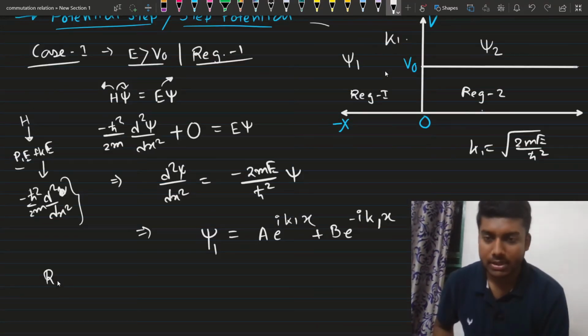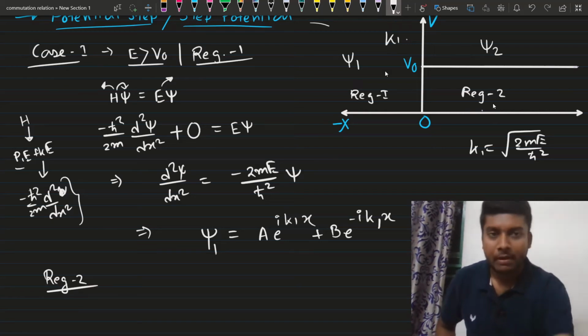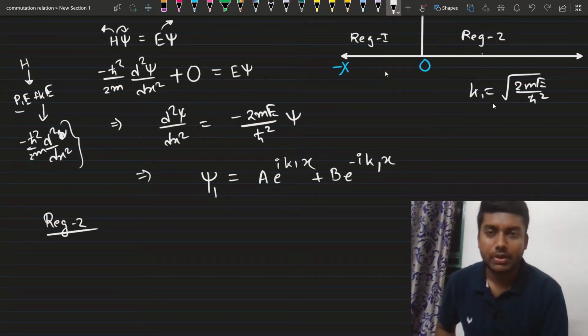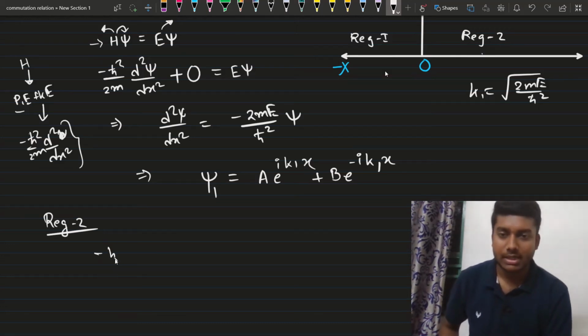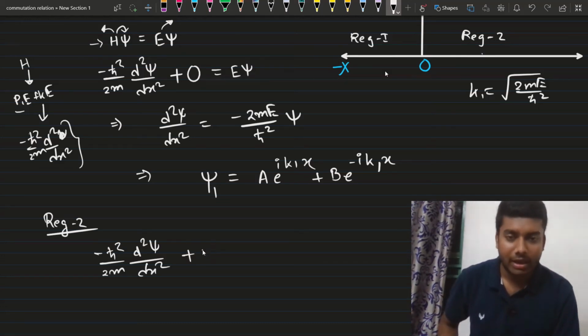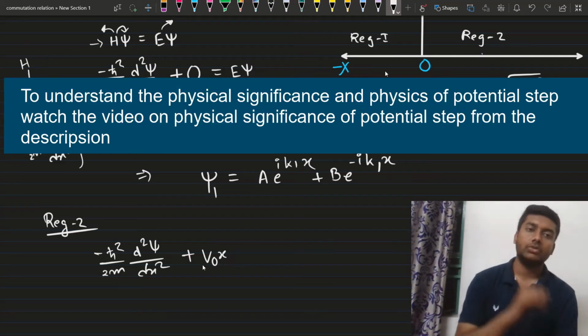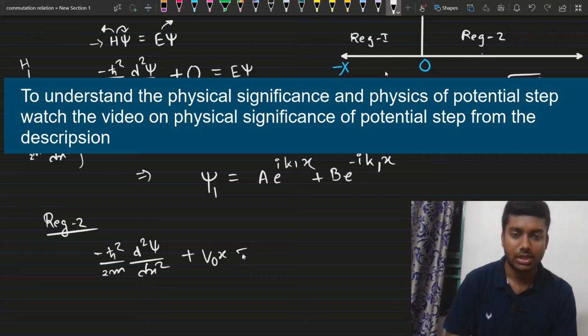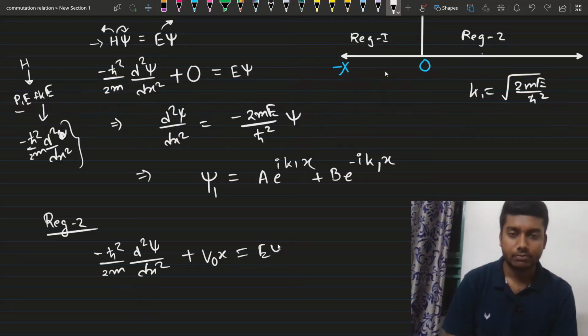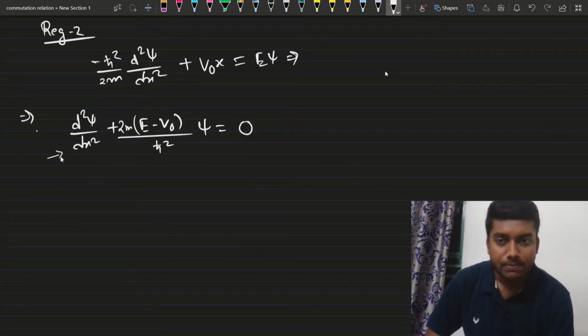Now let us understand region 2. Remember this picture. In region 2, H psi equals E psi. H is minus h bar square over 2m d2 over dx square plus V of x, where V is V naught in region 2, all over the region up to positive infinity. So V naught psi plus the kinetic term is equal to E psi.